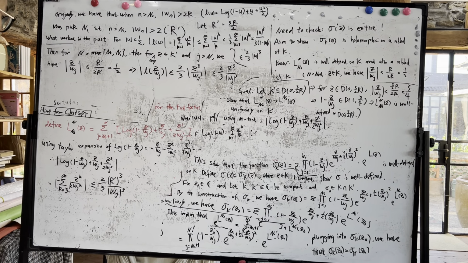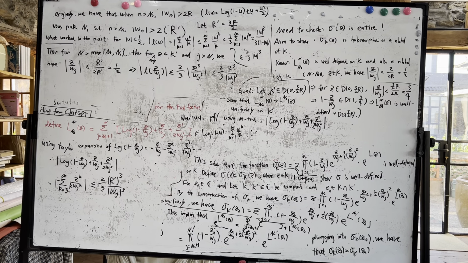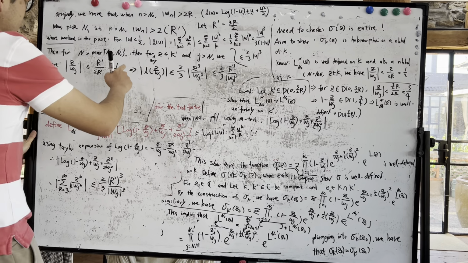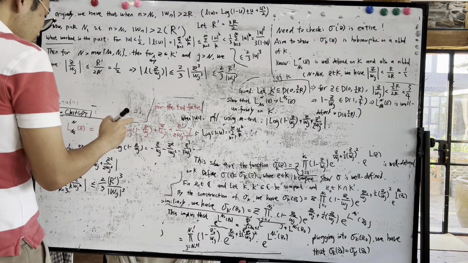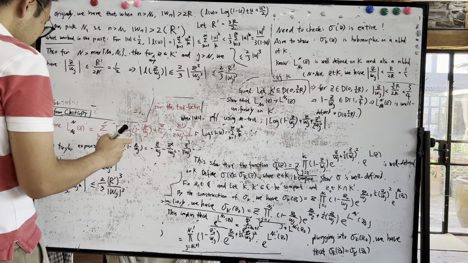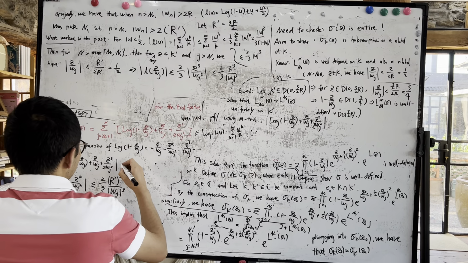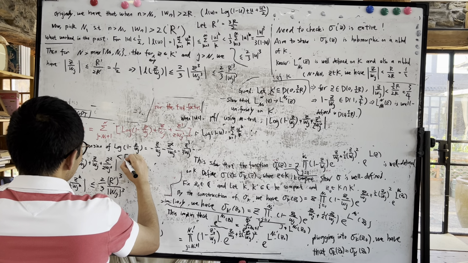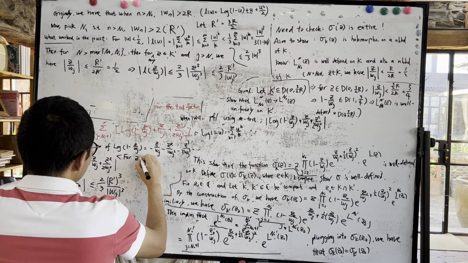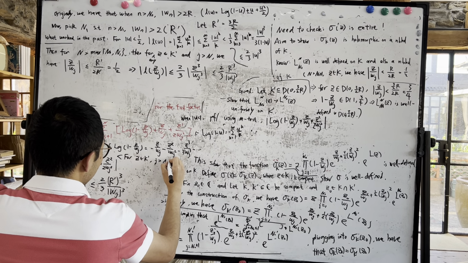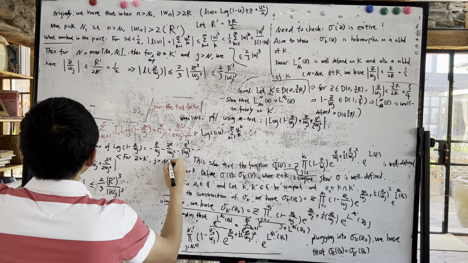Okay, so then let me add one thing. Let me add a condition. So for z in k prime and also j bigger than this n.